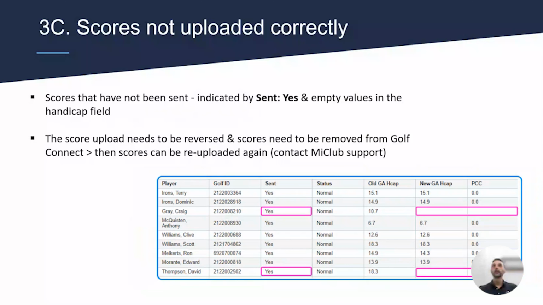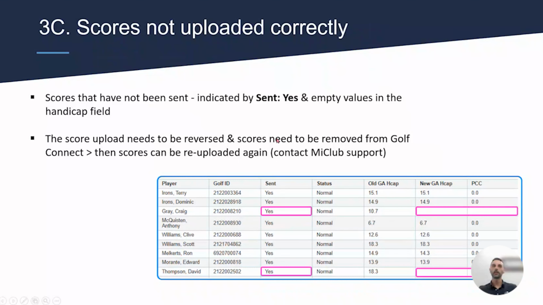Now you can have also the other situation where it does say that the score was sent, but you will notice there's no handicap filled out in the new handicap column. So that suggests again that the score hasn't gone through. If you were to check on the player's handicap history in Golf Connect, you'll see that there's nothing there.